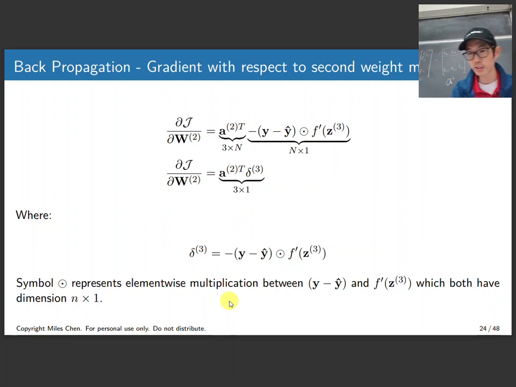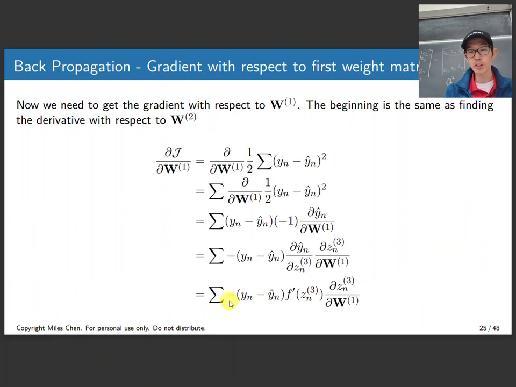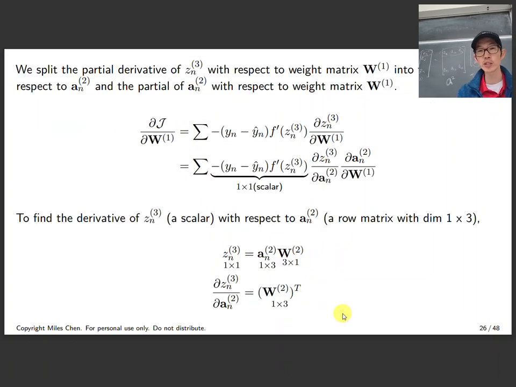Okay, so we're going to do the same thing now with respect to the first weight matrix. Everything starts off the same. We've got the loss function. We say, how does it change with respect to W1? Well, the constants, or the actual observed values y, don't change with respect to W1, but the predicted values y hat do. So we'll apply chain rule, and we come to here. We say, how does Zn3 change with respect to W1? And so we break this apart.